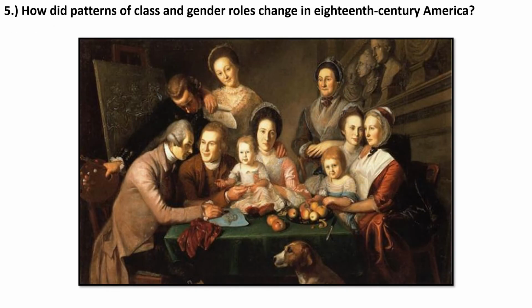Number 5, how did patterns of class and gender roles change in 18th century America? So a wealthy elite had developed throughout the colonies that controlled colonial politics and society. In the South, these were wealthy planters or plantation owners that grew cash crops and owned a lot of slaves. And in the middle colonies and New England, this elite were wealthy merchants that were traders or sold from the coast. They were not an aristocracy, though.